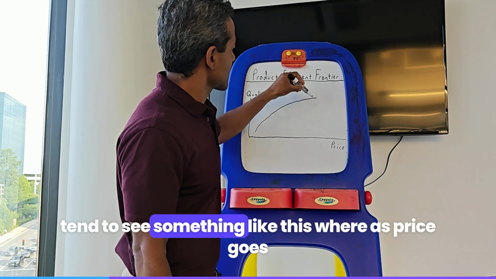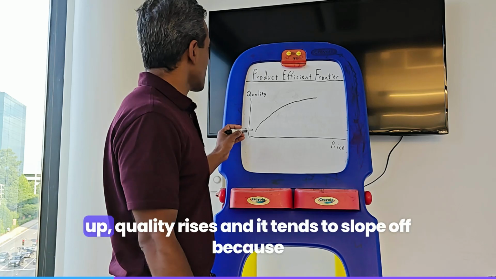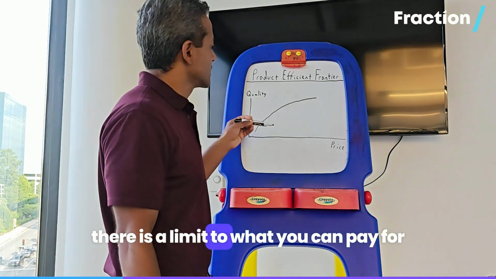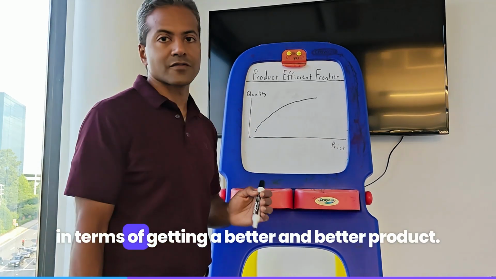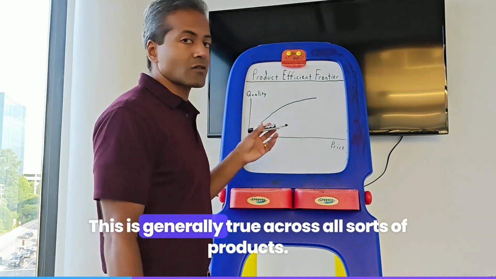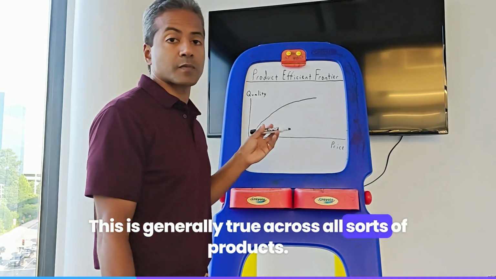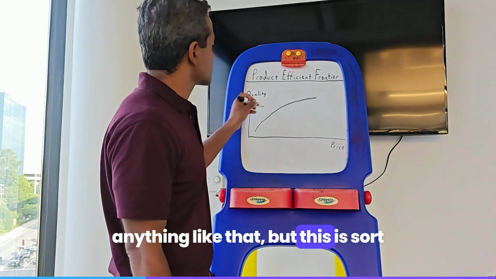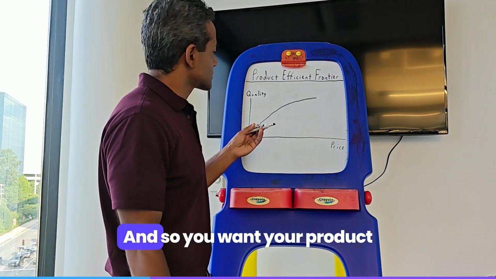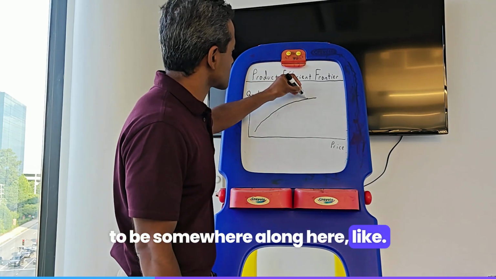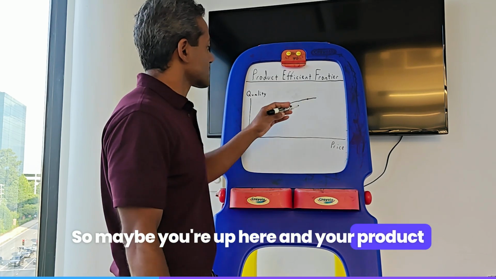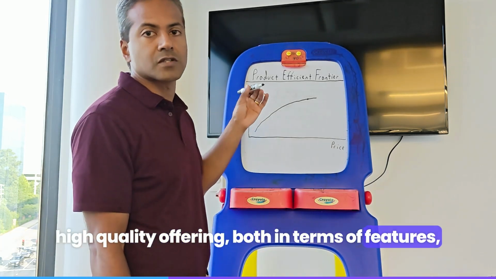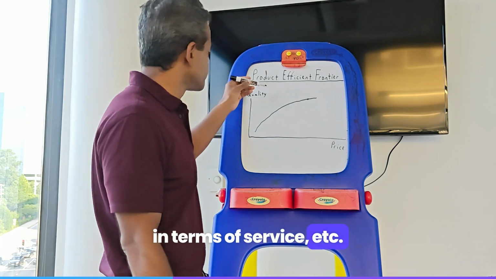We tend to see something like this, where as price goes up, quality rises, and it tends to slope off because there is a limit to what you can pay for in terms of getting a better and better product. And this is generally true across all sorts of products, so obviously not specific to tech or anything like that. But this is this idea of an efficient frontier. And so you want your product to be somewhere along here. So maybe you're up here and your product is higher priced, but you're offering a very high quality offering, both in terms of features, in terms of service, etc.